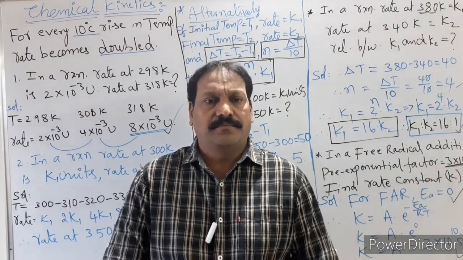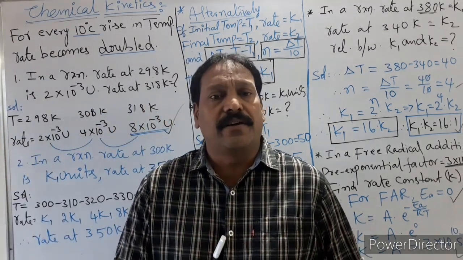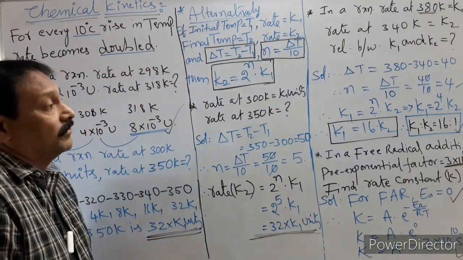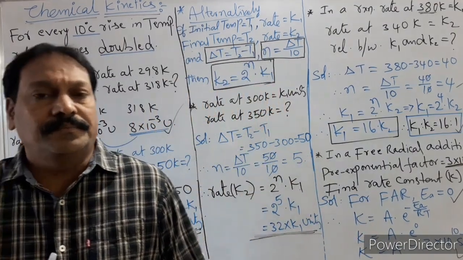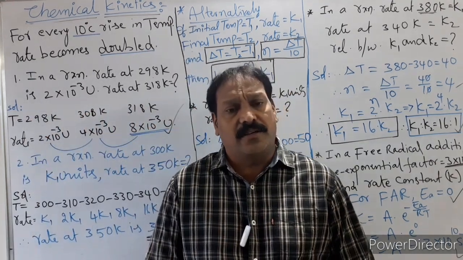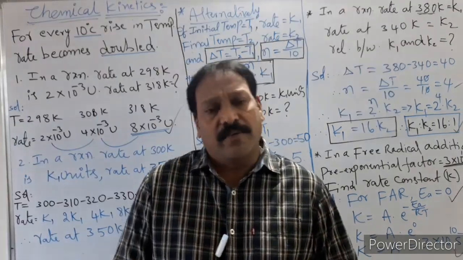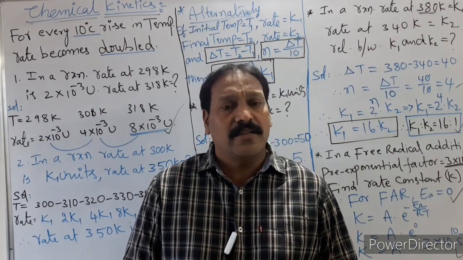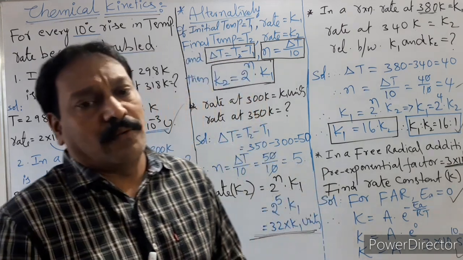Class, let us discuss various numerical problems based on temperature coefficient and Arrhenius equation. This is the effect of temperature on rate of reaction. Generally, as temperature increases, rate of reaction increases. For every 10 degrees rise in the temperature, the rate becomes doubled or tripled. Let us consider the rate becomes doubled, so the temperature coefficient we consider as 2. Based on this concept, we will do various problems.